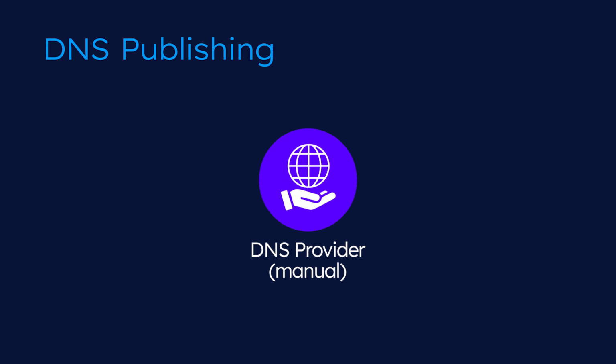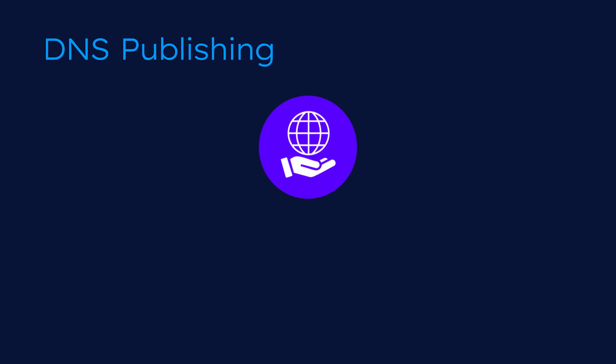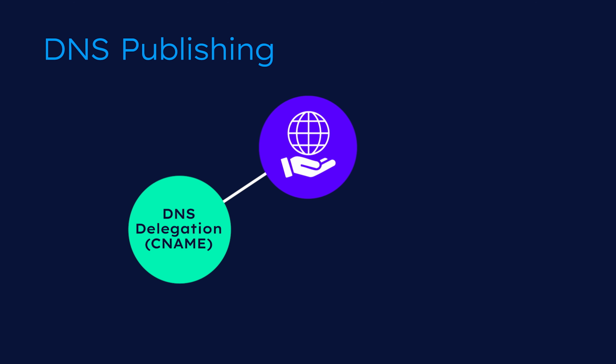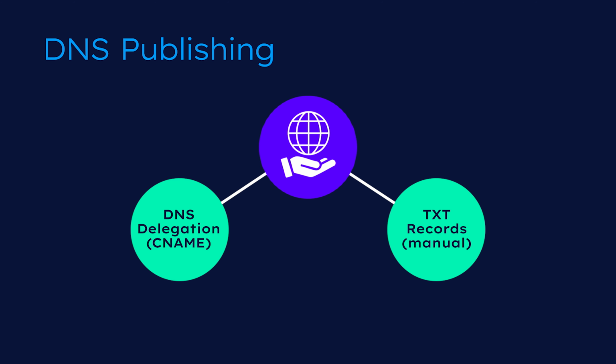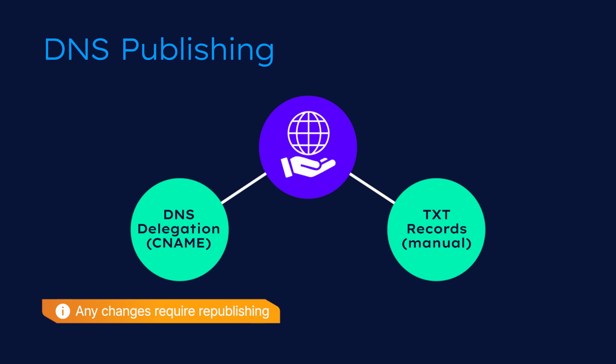Alternatively, you can configure your DNS records manually through your DNS provider. If you choose this route, there are two ways to do this. The first is using DNS delegation through CNAME records, which lets our services dynamically update and handle any changes made to your DNS records from within the DMARC Manager portal. The second is manually using TXT records. Note, if you choose to use TXT records, you must also update your DNS records anytime a change is made.